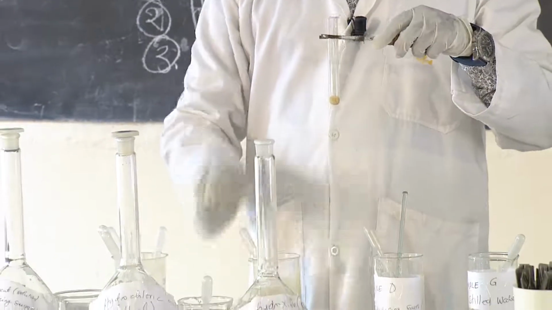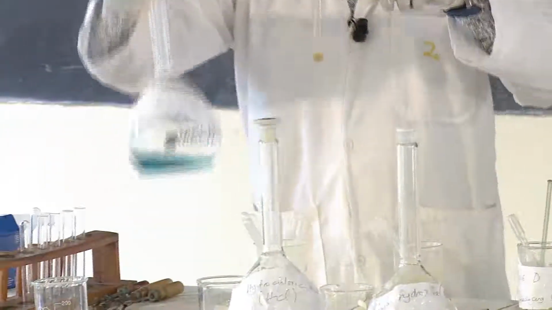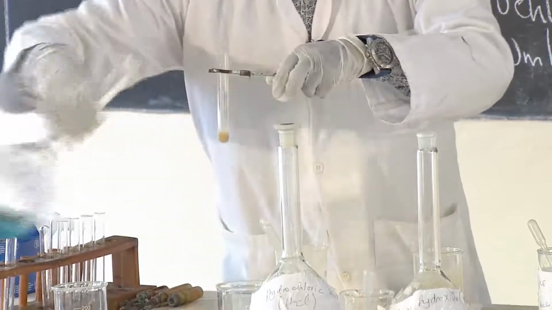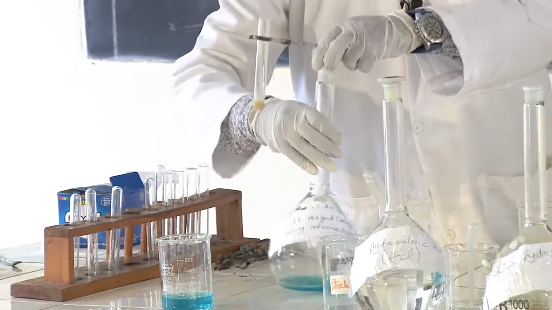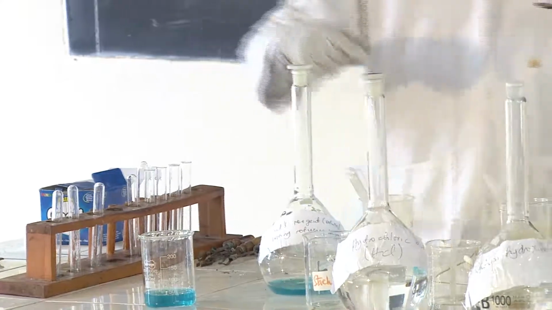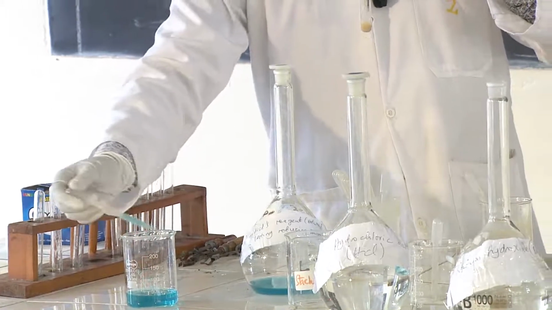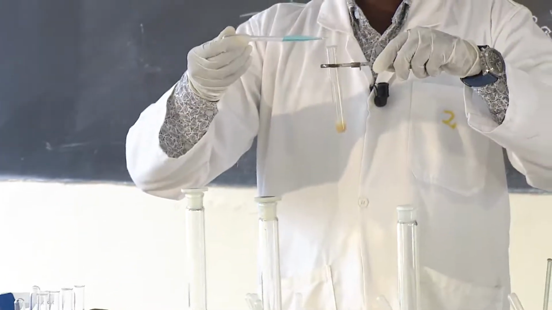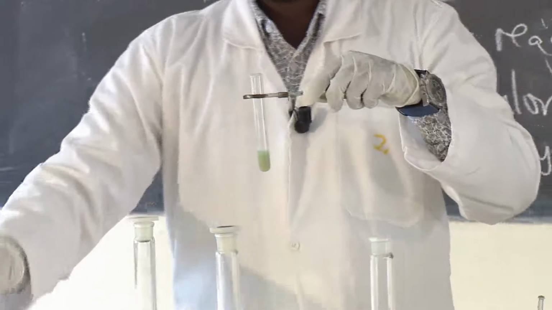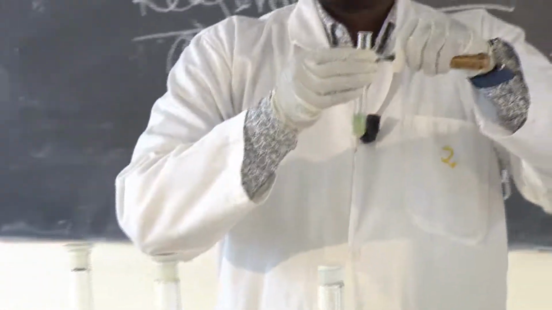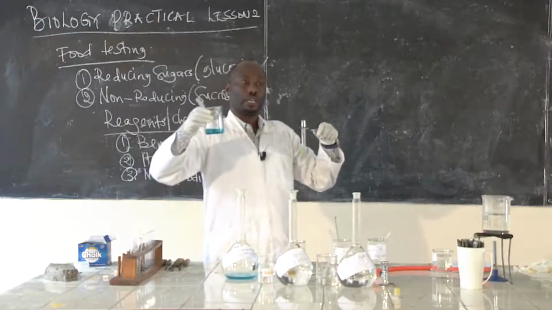Then from there, you add the Benedict's solution. This is the Benedict's solution. After adding the Benedict's solution, you get a dropper. After getting a dropper, you use the same amount, the same drops that you used, dropwise. You add the drops of the Benedict's solution, and you can see the color of the Benedict's solution is blue.